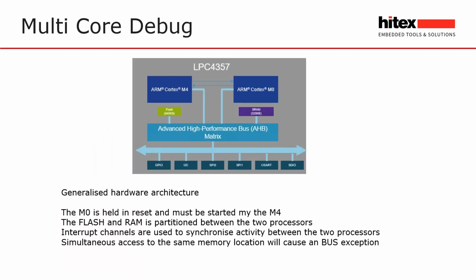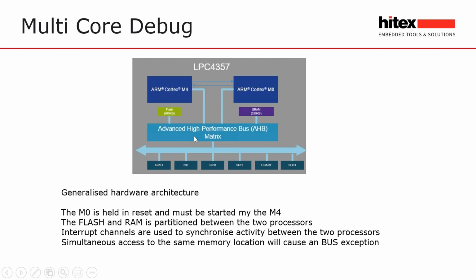Another thing that a debugger is increasingly required to do is multi-core debug. There are a number of microcontrollers that now have 2 Cortex processors within them. One of the first of these, and one of the leaders in this area, is NXP. Quite a few years ago now, they brought out the LPC4357. This had a Cortex-M4 and also a Cortex-M0 on board the same chip. Both were free running processors, linked together by a couple of interrupt channels so that they could signal each other.